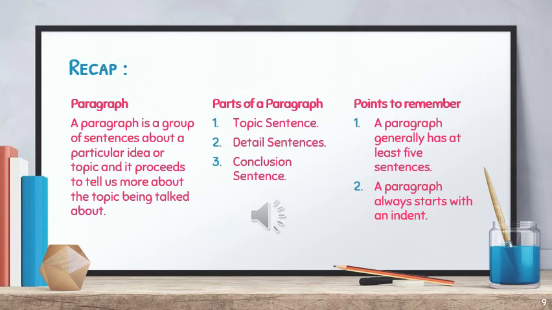Okay? And now, points to remember. A paragraph generally has at least 5 lines. Sometimes it could be less, sometimes it could be more, right? But at least five lines is required. It would look good if you write at least 5 detailed sentences for each paragraph. A paragraph always starts with an indent. Indent is the small space that you leave before the first word of each paragraph, right? Okay. So those were the points to remember.